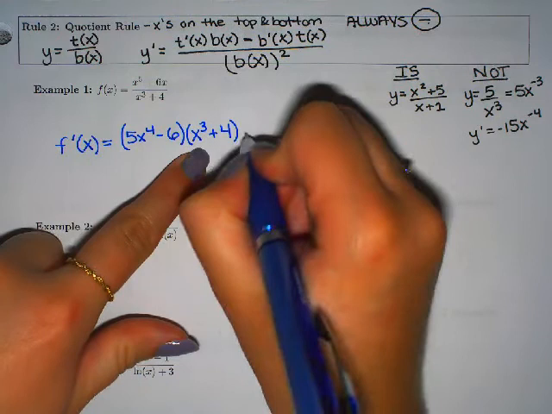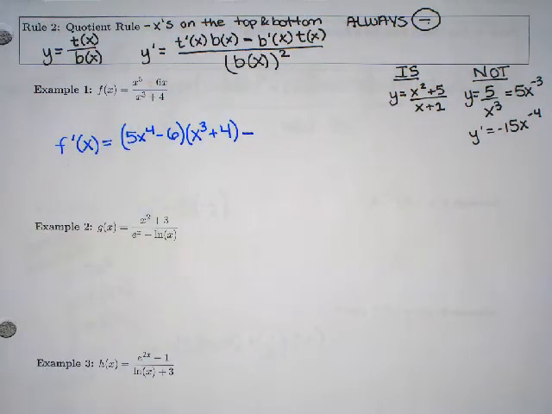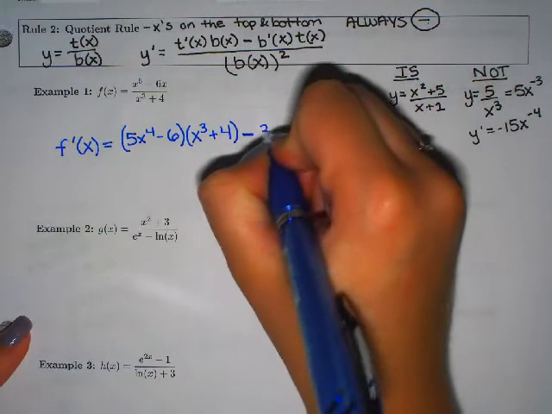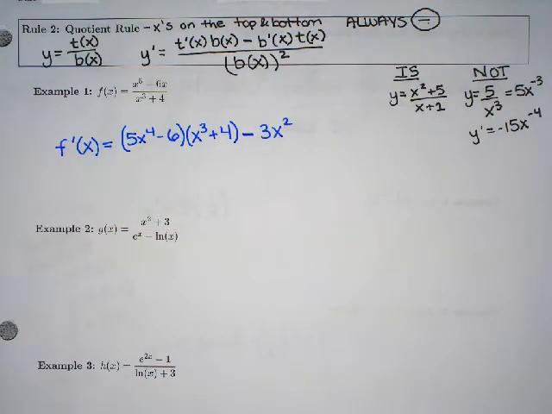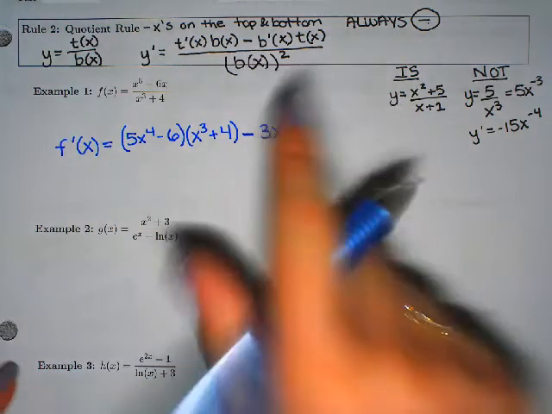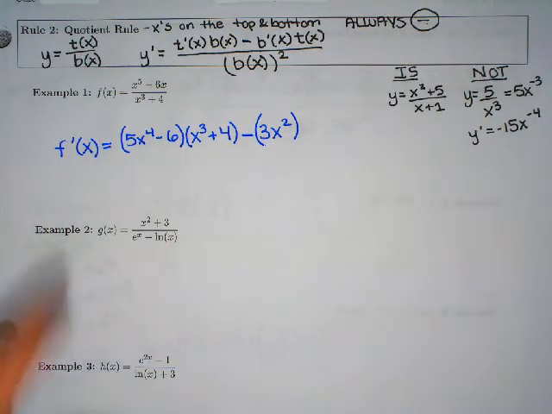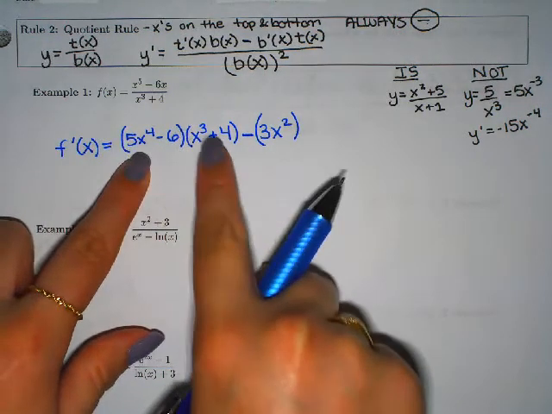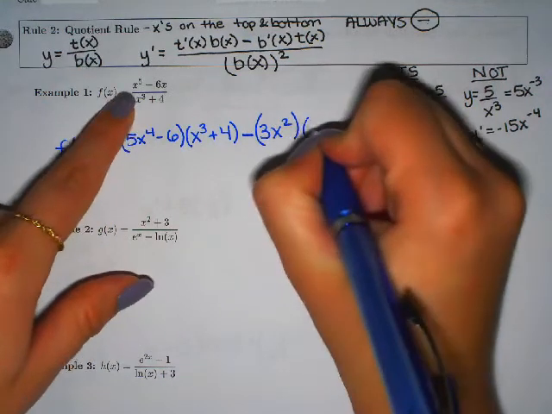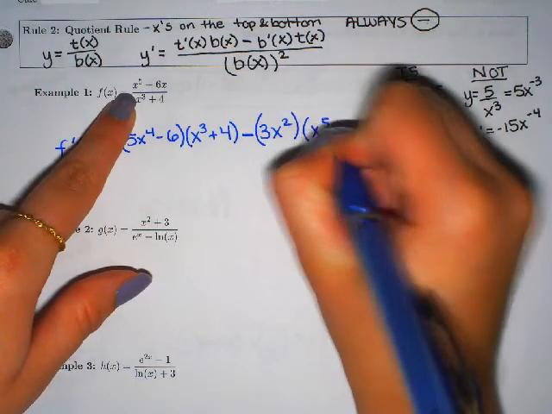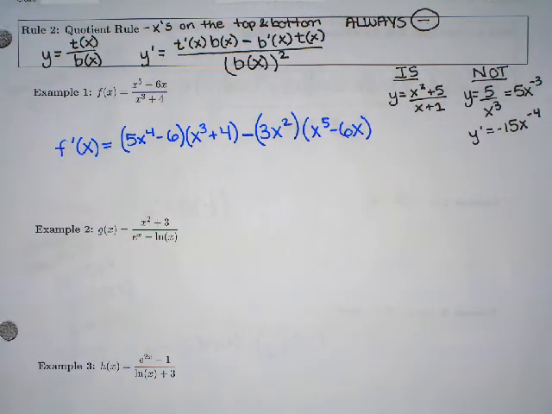Derivative of the top, original bottom, minus for quotient, the derivative of the bottom. Derivative of x cubed is 3x squared. Derivative of plus 4 is 0 because it's a constant. And now this is one term, so technically it doesn't need parentheses. I always use parentheses on quotient rule, just to be careful. Put everything in parentheses. Derivative of the top, original bottom, minus derivative of the bottom. I need the original top with it. A derivative gets an original for both the product and the quotient.